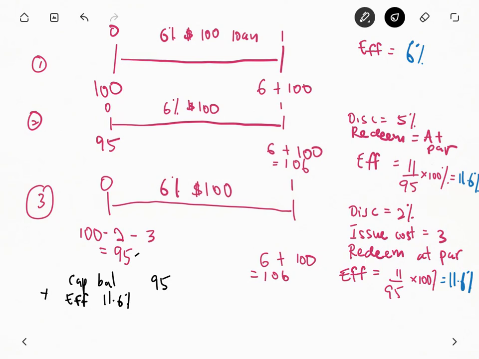So I'm going to redeem. And remember here I have to redeem at 5% premium. So I have to pay 105 to redeem. So done. It will become 0.